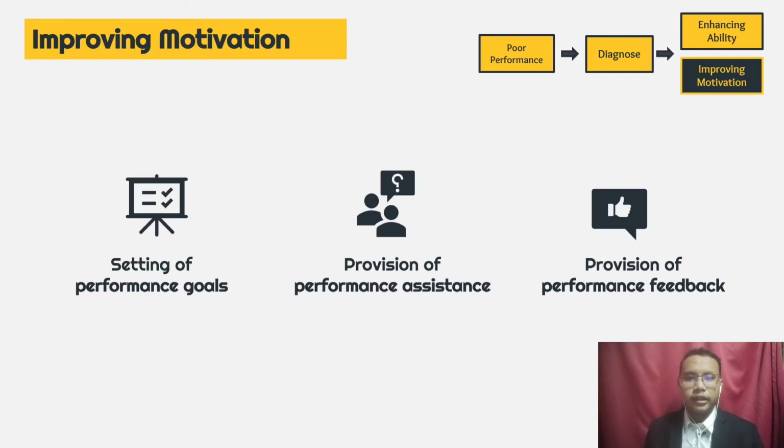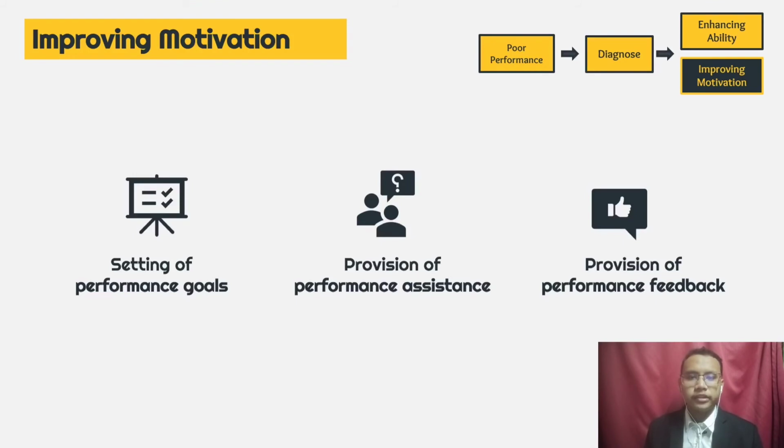So the next step is improving motivation. Sometimes poor performance has its roots in low motivation. In this case, we need to work closely with the employee to create a more motivating environment in which to work. There are 3 key interventions that may improve people's motivation. First is setting of performance goals. Goal setting is a well-recognized aspect of performance improvement. Employees must understand what is expected of them and agree on what they need to do to improve. For example, we give them sales targets, production targets, and many more.